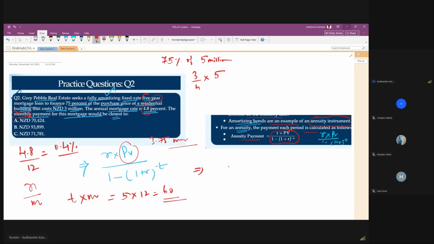Rate will go at 0.4%, PV will go at 3.75 million. You should add the zeros, whatever, 10 to the power 6. And then 1 minus (1 plus R), R is again 0.4%, right? T is minus 60. Then you have to solve this in calculator.